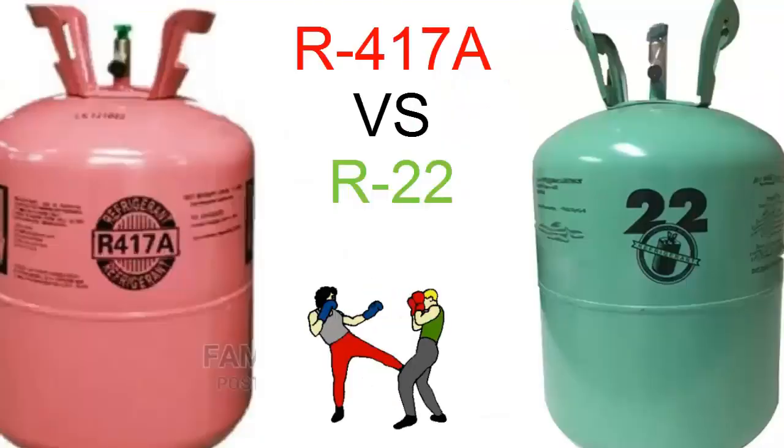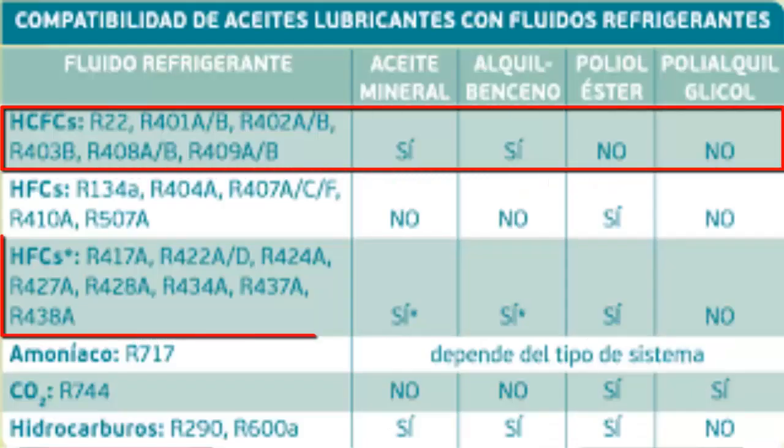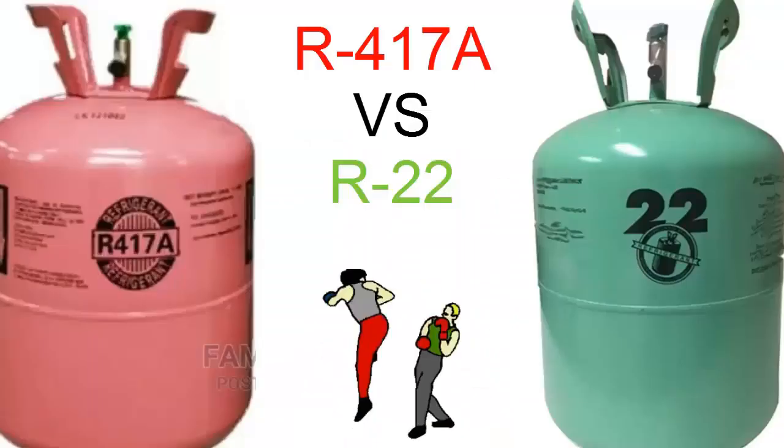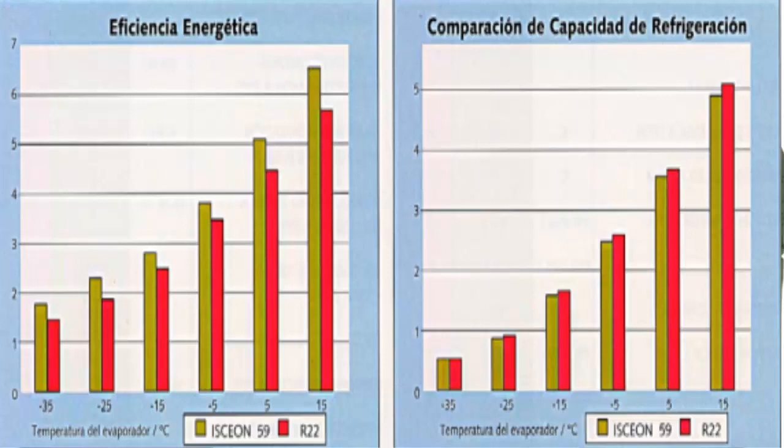Both R22 and R417A are compatible with mineral oils and alkyl benzenes, meaning that when switching from R22 to R417A, there's no need to change the compressor oil. An additional advantage of this change is that no equipment components need to be replaced.